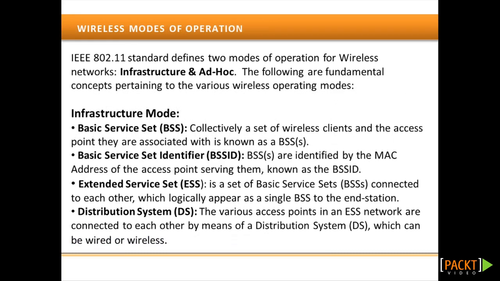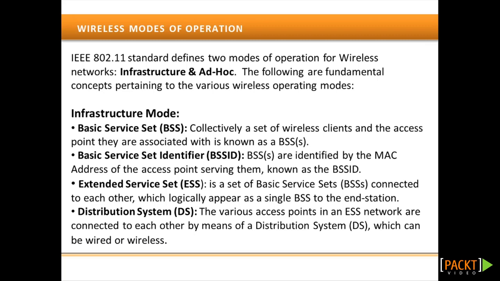Now we will look at some key wireless definitions. As we discussed in the previous sections, any device that connects to a wireless network using a wireless network card is known as a station, which can be of two types, namely clients and APs. The IEEE 802.11 standard defines two modes of operation for wireless networks, infrastructure and ad hoc. Okay, now let's look at some fundamental concepts pertaining to the various wireless operating modes. These concepts should also be firmly grasped before we move on.